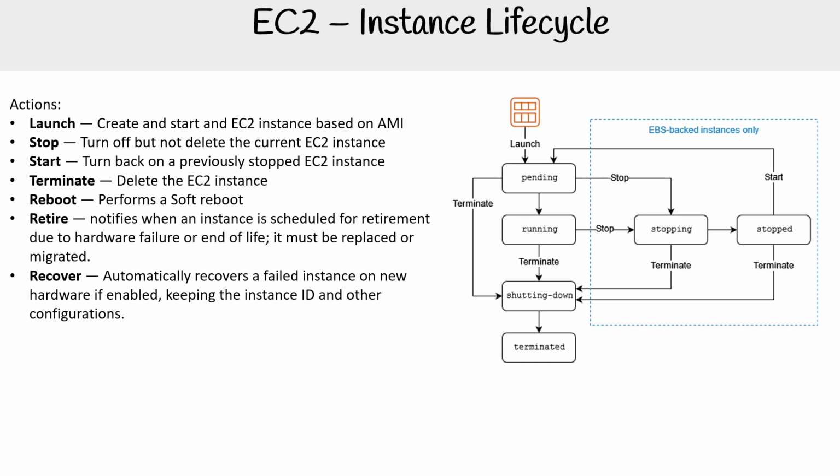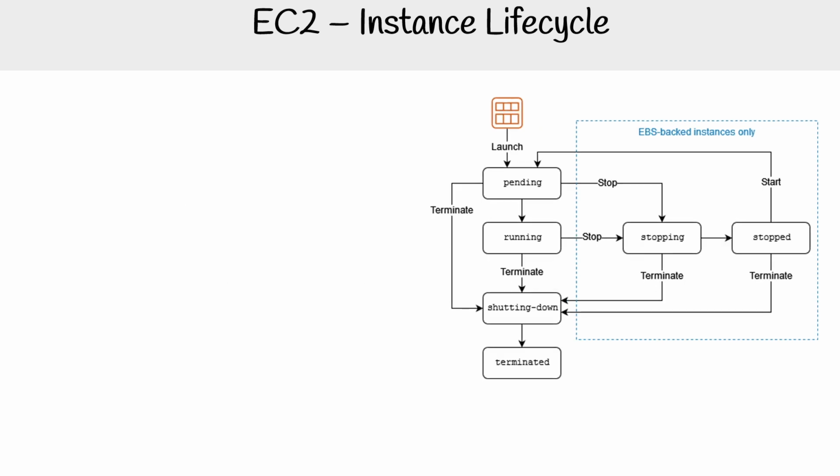We have recover, so automatically recovers a failed instance on new hardware if enabled, keeping the instance ID and other configurations. I don't think I've ever observed that. That automatically happens. I think that has to do with the status checks. So when a status check fails, it's saying there's something wrong with the hardware. It's going to try to recover it.